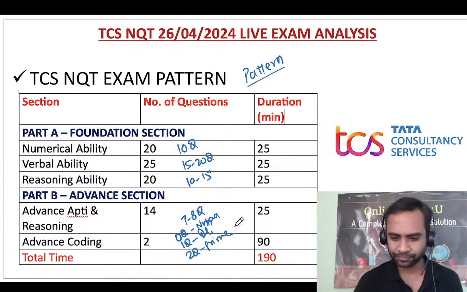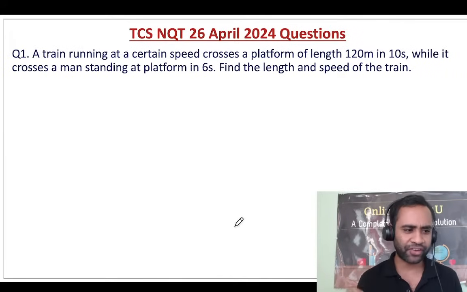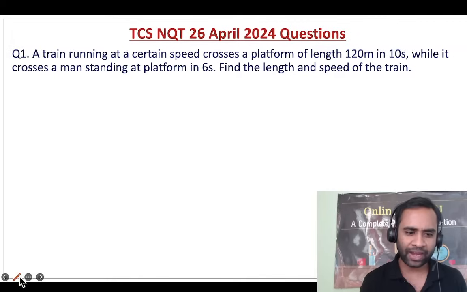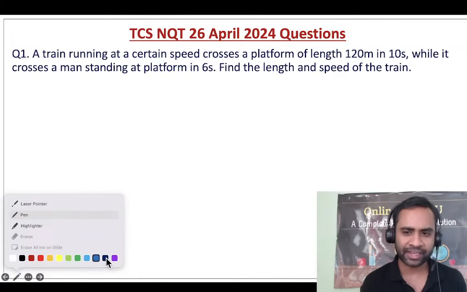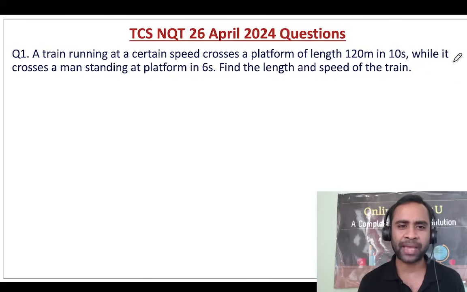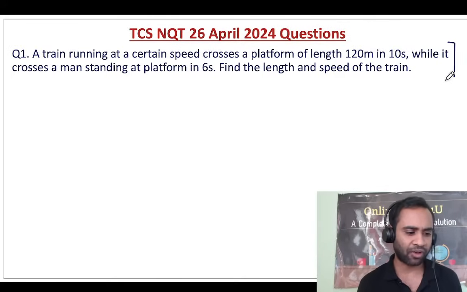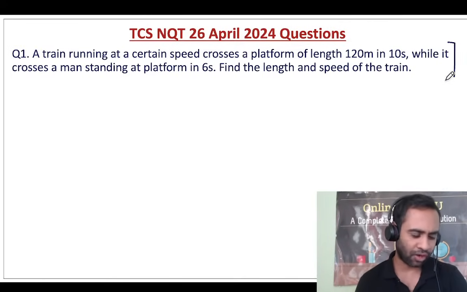This was the first question asked in today's exam. A train running at a certain speed crosses a platform of length 120 meters in 10 seconds, while it crosses a man standing on the platform in 6 seconds. Find the length and the speed of the train. Can you please solve and tell me the answer?